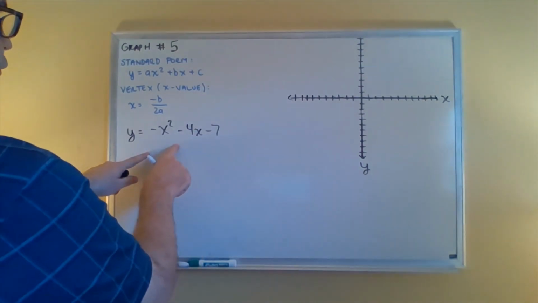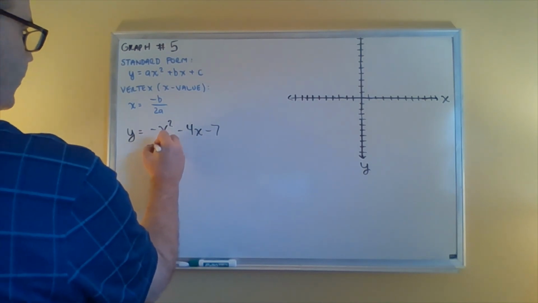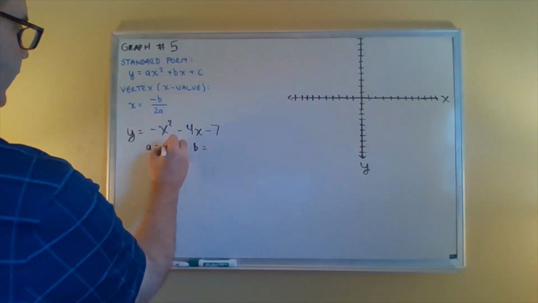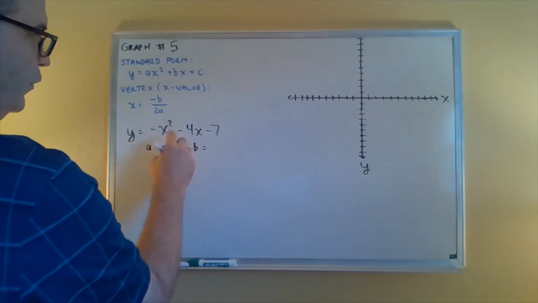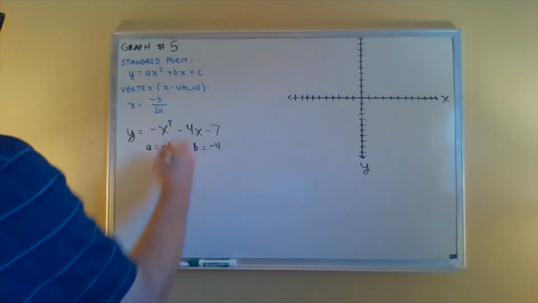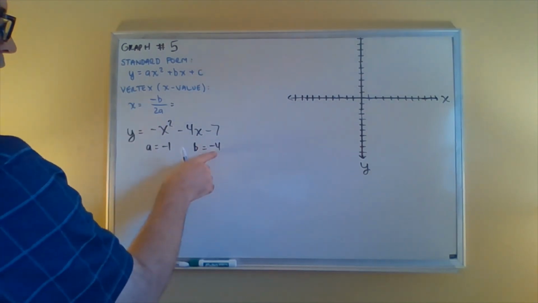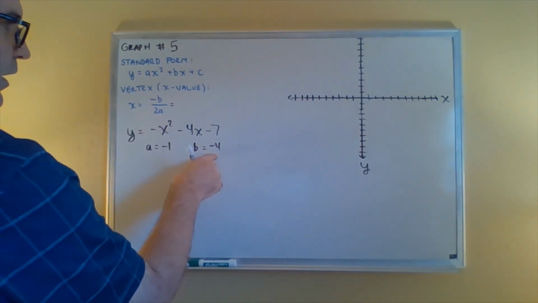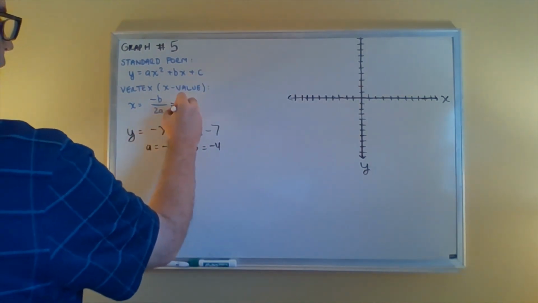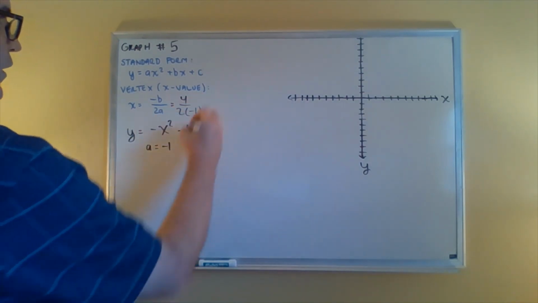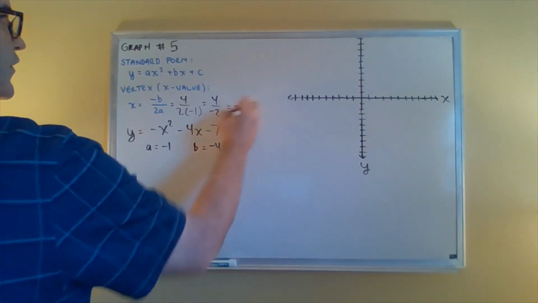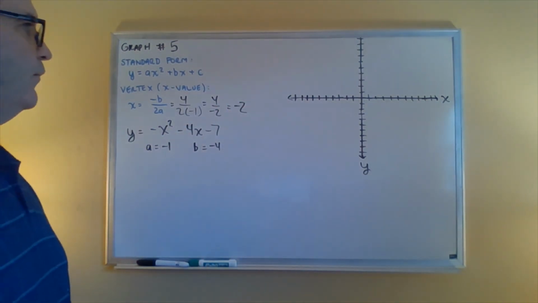So since I'm in standard form, I want to identify my a and my b. A is my coefficient with my x squared term, that's -1. B is going to be my coefficient with my x term, that's -4. So now that I have my A and B, I'm going to plug them into my vertex formula. So I have -b. If I already have a -4 for B, I'm going to have a -4. Well, two negatives make a positive. So I'll have 4 in the numerator. Then I'm going to have 2 times A, or 2 times -1. So that'll give me 4 over -2. Or I can just write that as simply -2. So the x value of my vertex is going to be -2.